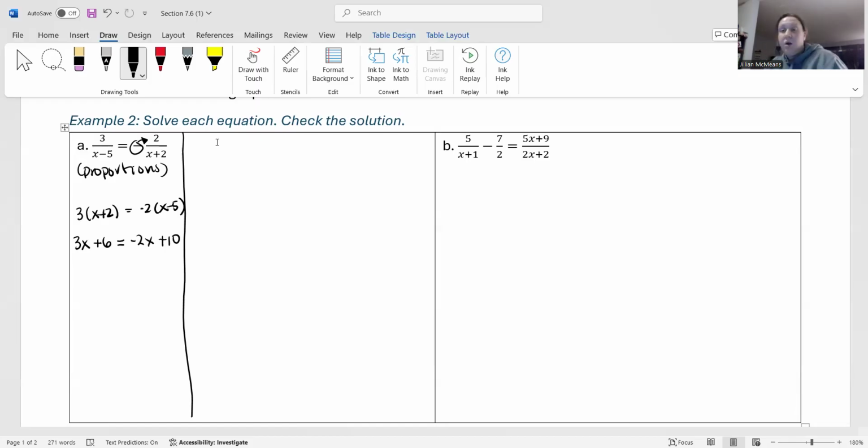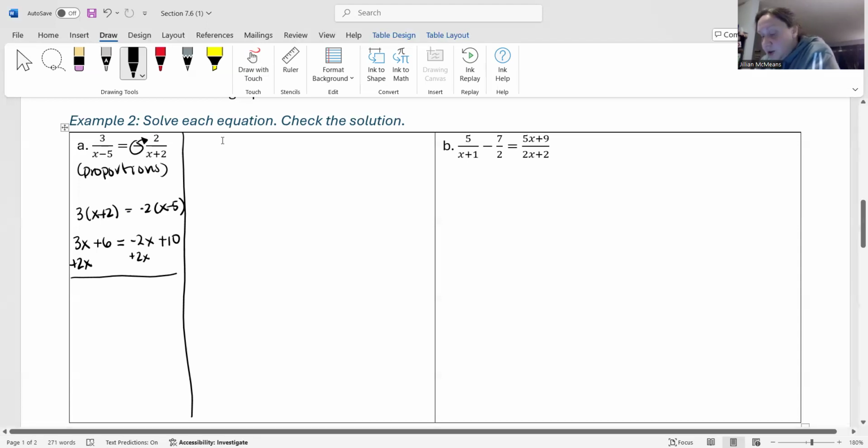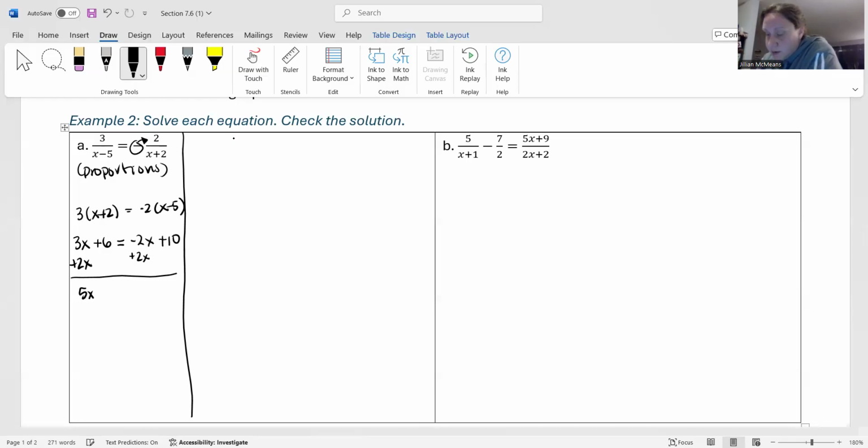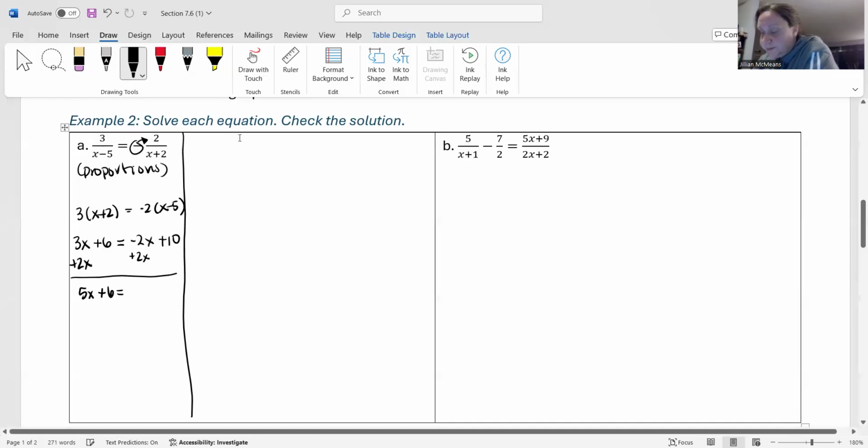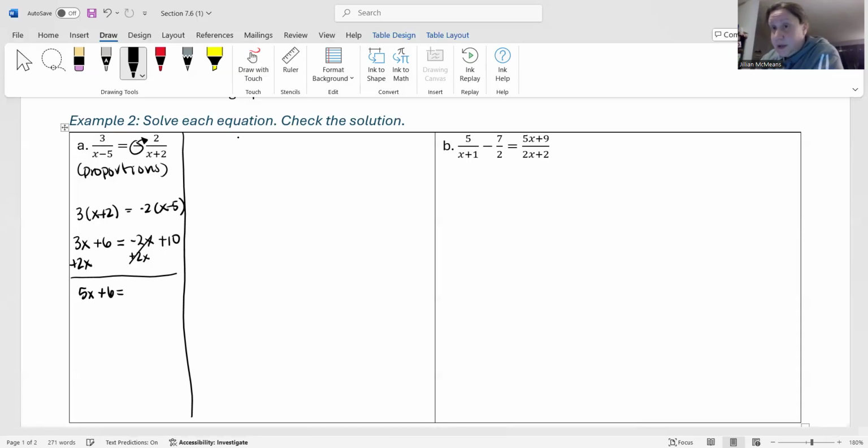I then want to get all of my variables on the left, so I want to move my negative 2x to the left. To do that, I add 2x to both sides. My dog is absolutely going to town on a Chewy behind us, so if you're hearing that, I'm really sorry. On the left, 3x plus 2x is 5x. Drop down your plus 6 and your equals. On the right, negative 2x plus 2x cancels to become 0, and 0 plus 10 is 10.